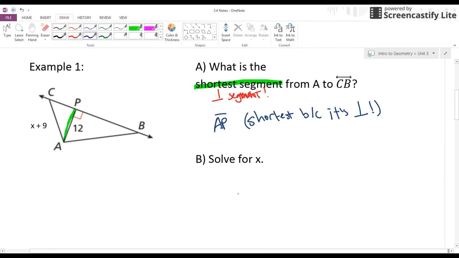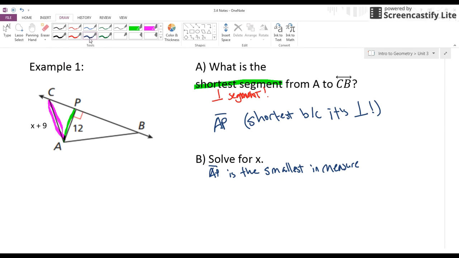Now the question is, what do you mean by solve for x? Take a look at B. X is right over here. We have this x plus 9. How does that factor into what we're doing? Remember, our shortest segment is AP. So no matter what, AP is the smallest in measure. If you look at this x plus 9, that's CA, this segment right here. It doesn't matter what it is, it's going to be bigger than PA.